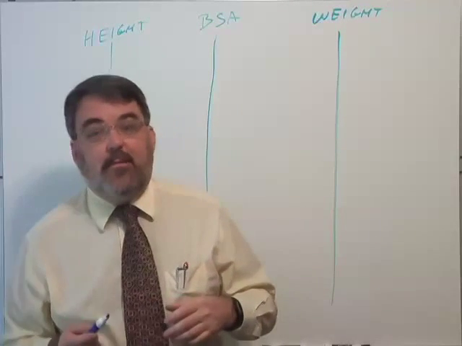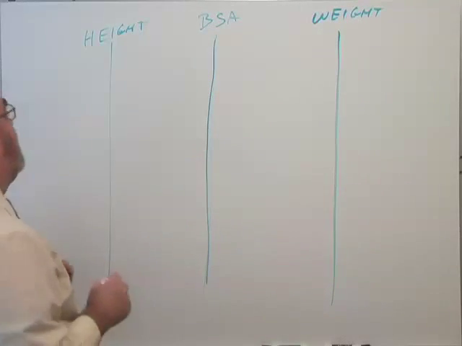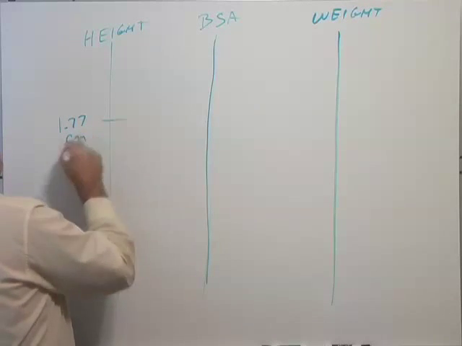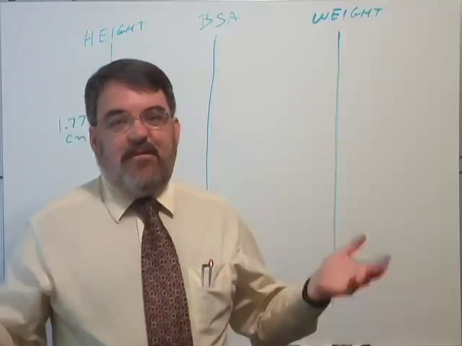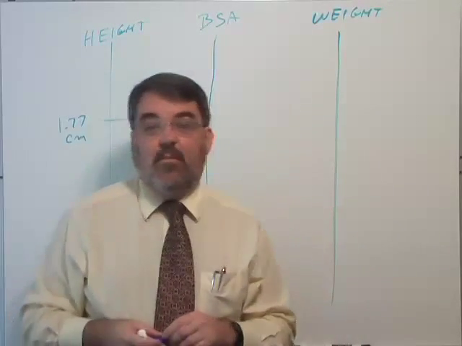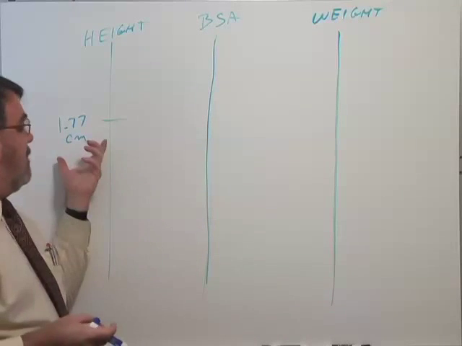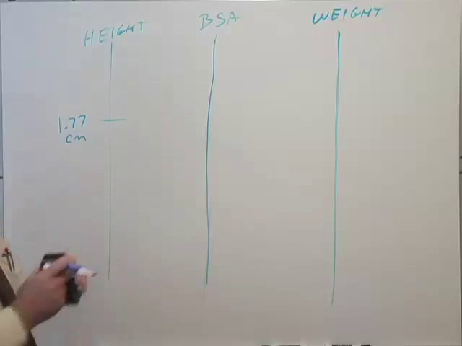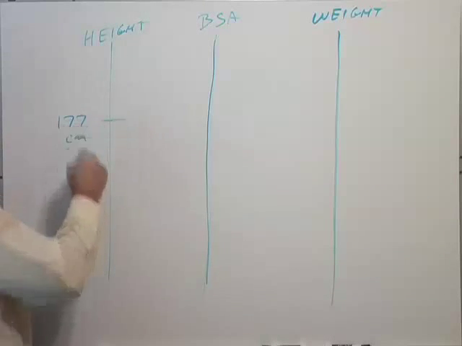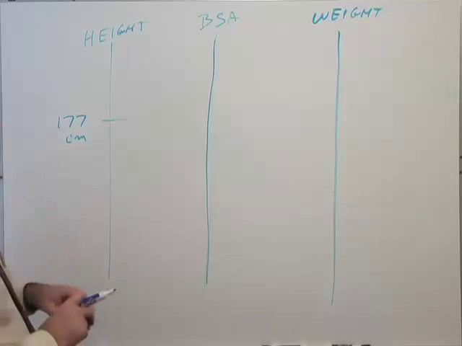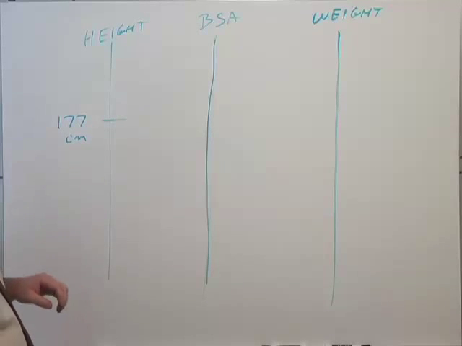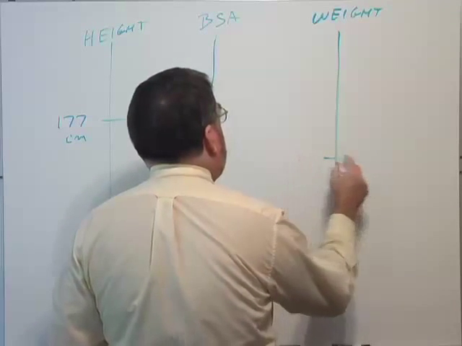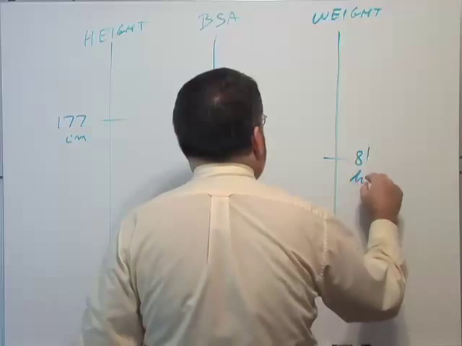To give you an example, suppose a person is 177 centimeters tall. That's around 5'10", it turns out. It's 1.77 meters, but there are 100 centimeters in a meter. I wrote 1.77, I meant 177 centimeters. All right, and anyway, the weight is 81 kilograms. So suppose that's over here, 81 kilograms.